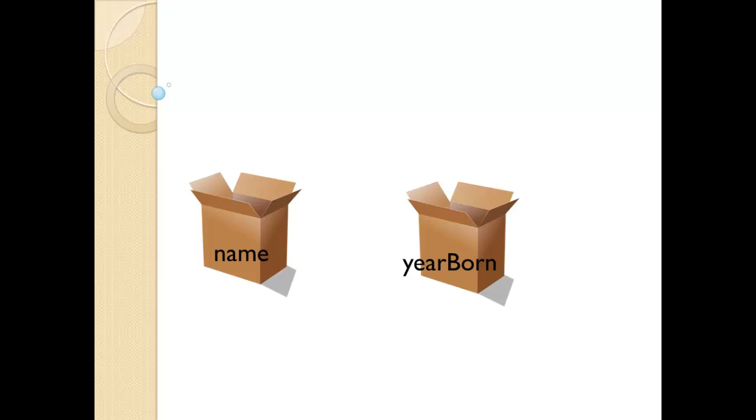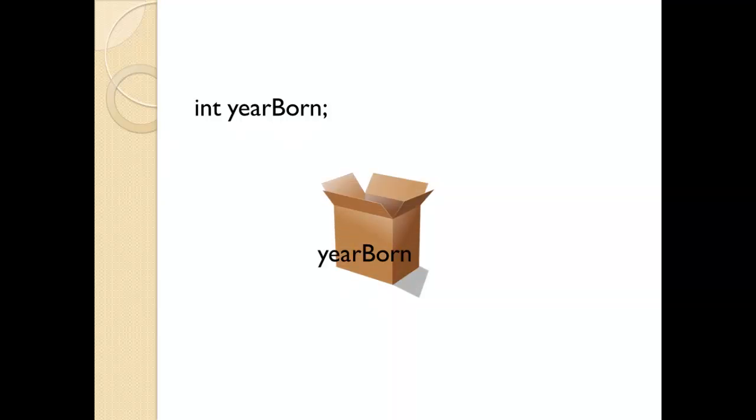So let's see how this works in our Java program. In order to create the variable, we write the type of information and then the name. We're going to start with the most basic kind of variable, an int, which is short for integer. So this can only hold whole numbers, no decimal numbers. This will create a box called year born that can hold ints, only whole numbers.